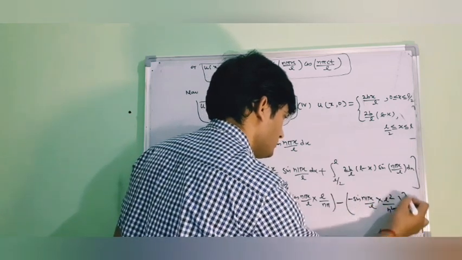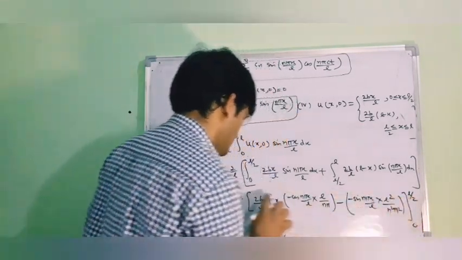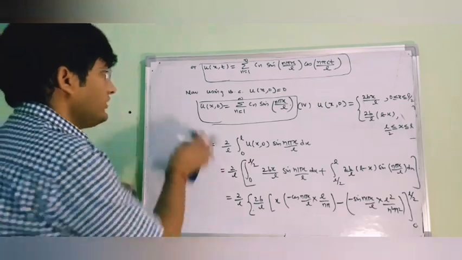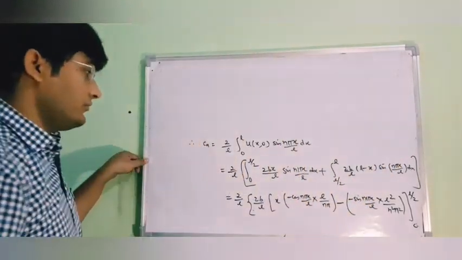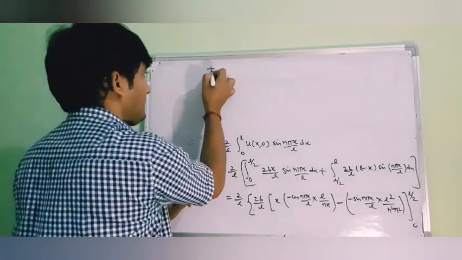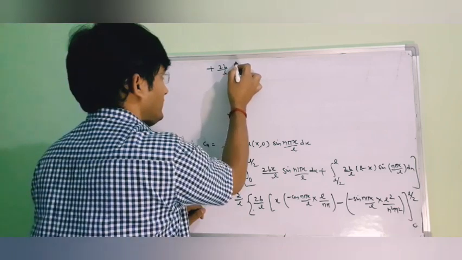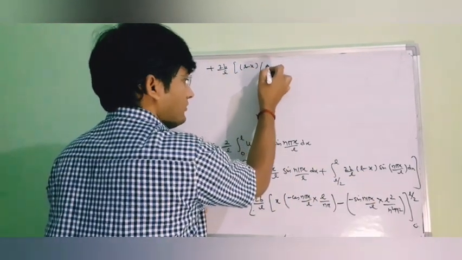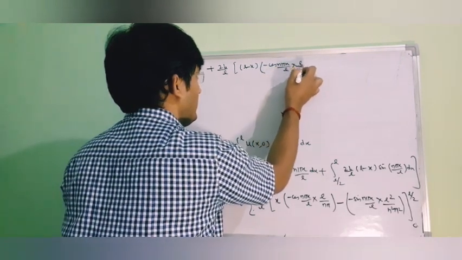So this is the integration of the first term, and the limits are from 0 to L by 2. Then the integration of the second term will be plus, here we will have 2b upon L common, and then in the bracket L minus x, then the integration of sine will be minus cos n pi x upon L into L upon n pi.